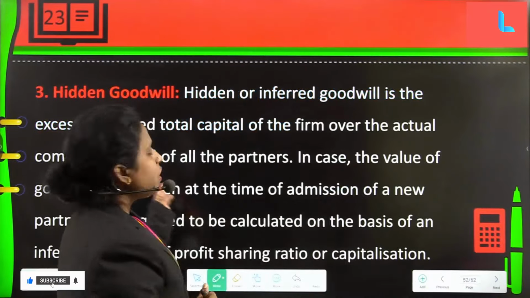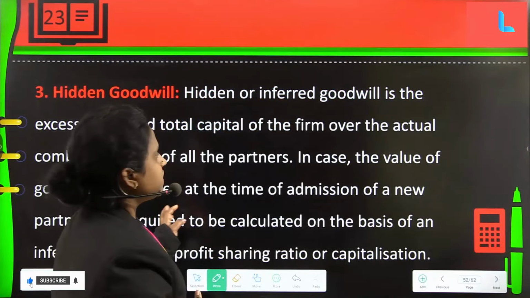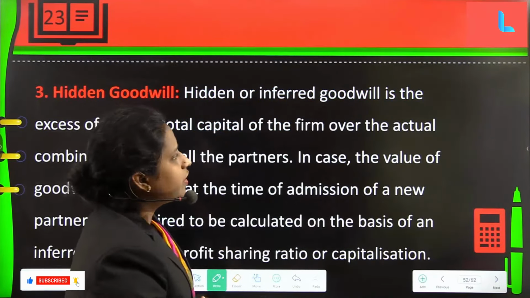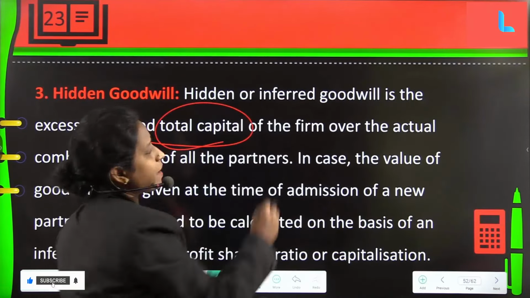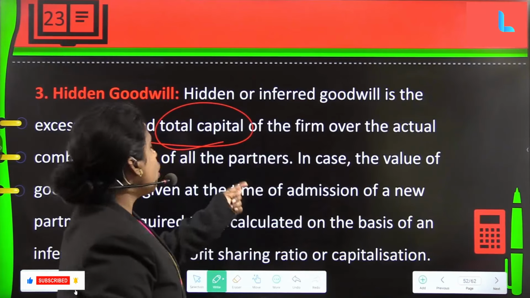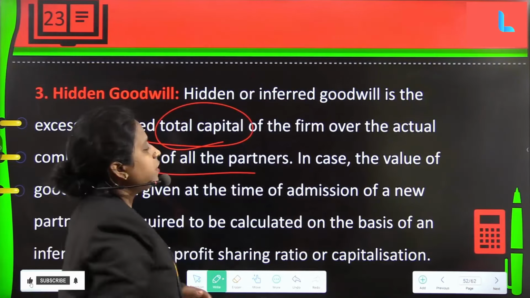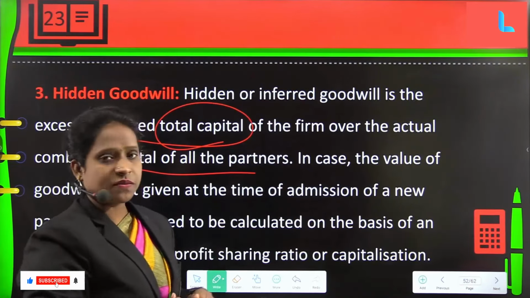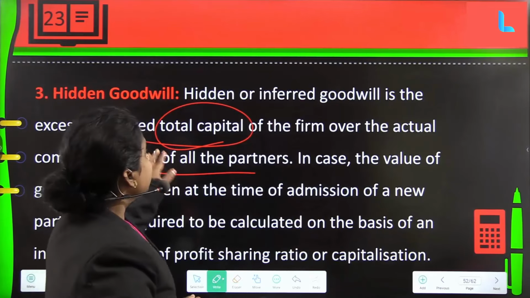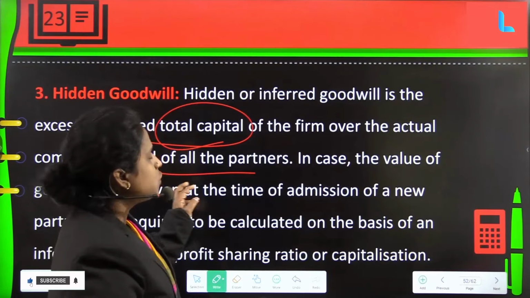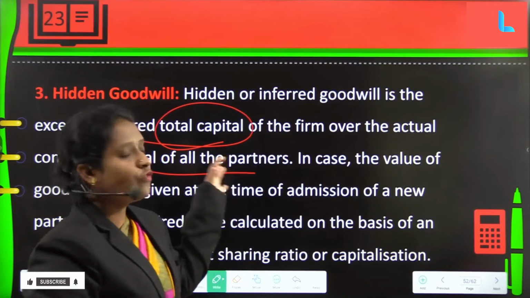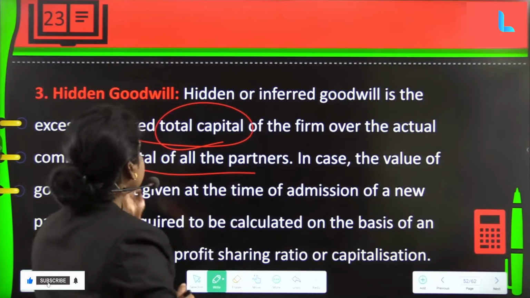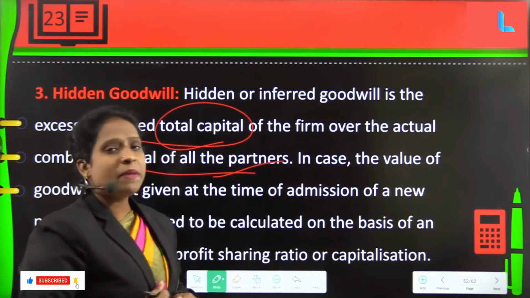The third point is about hidden goodwill. Hidden or inferred goodwill is the excess of the desired total capital of the firm over the actual combined capital of all the partners. Right? Here you can understand hidden goodwill is the excess of the desired total capital of the firm over the actual combined capital of all the partners.